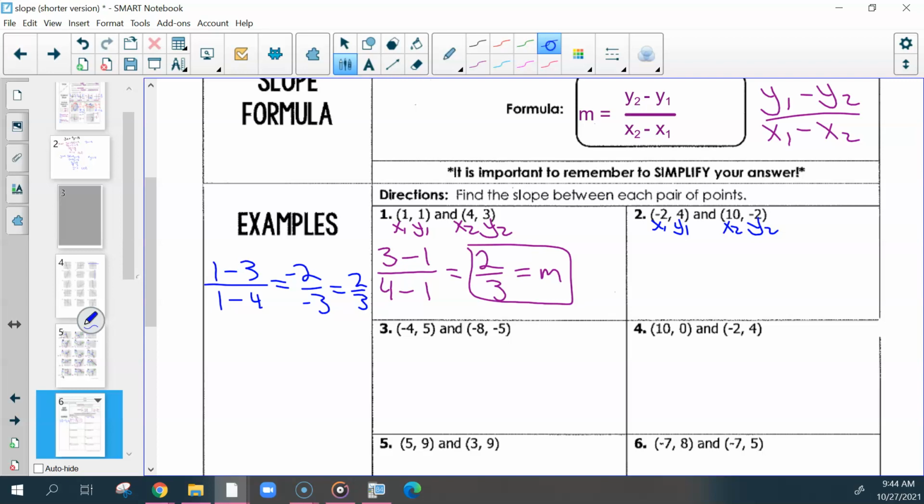And this would give us -2 minus 4 over 10 minus, because we're always subtracting, and then our negative.